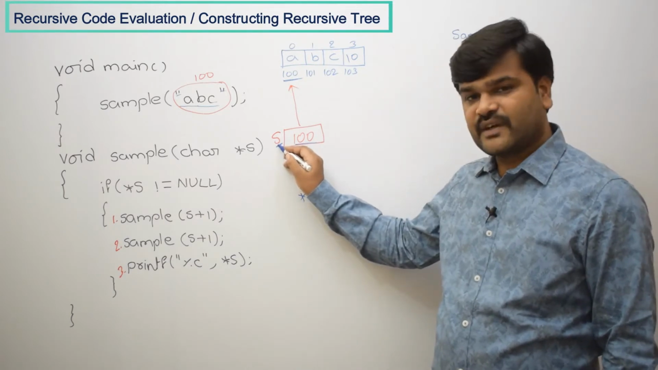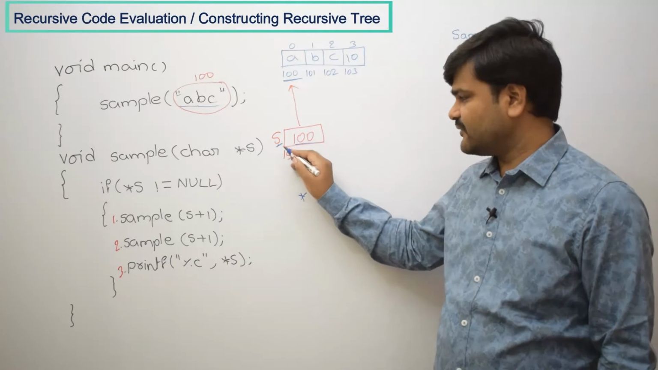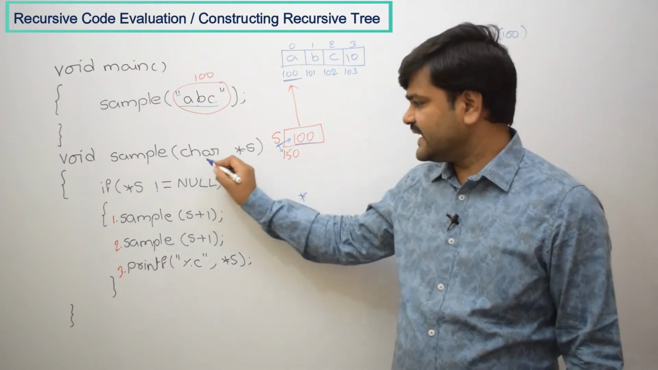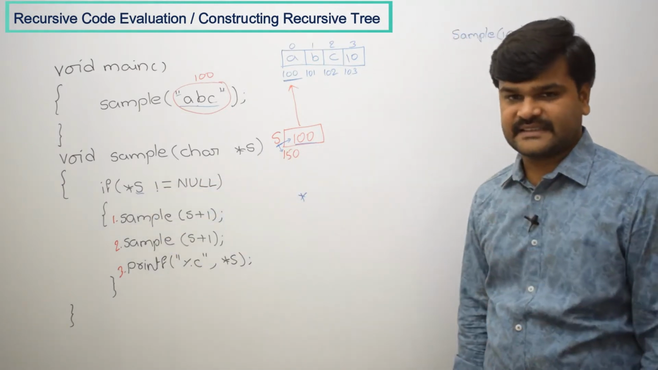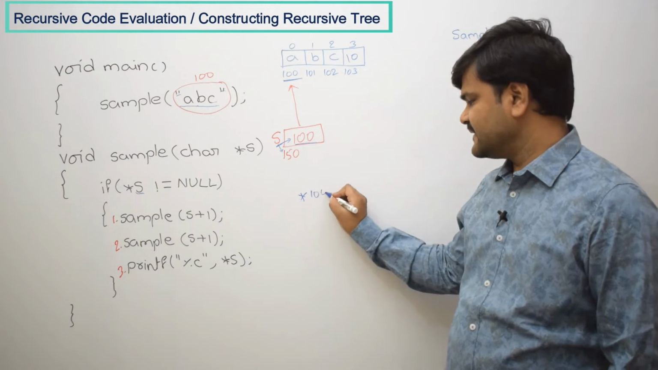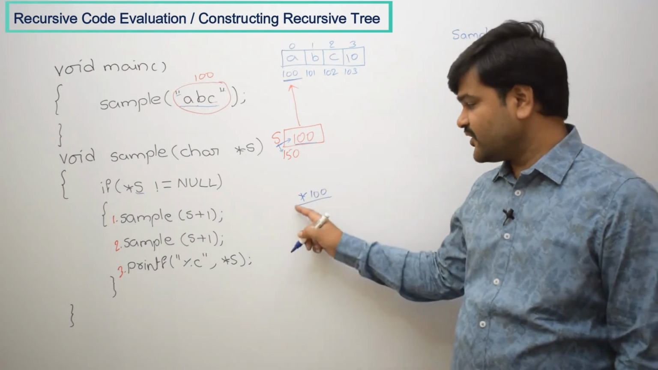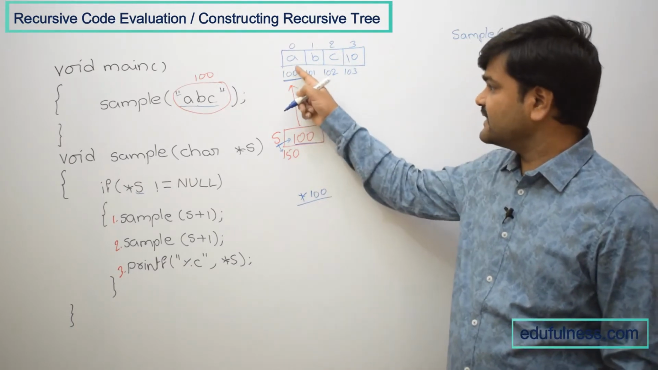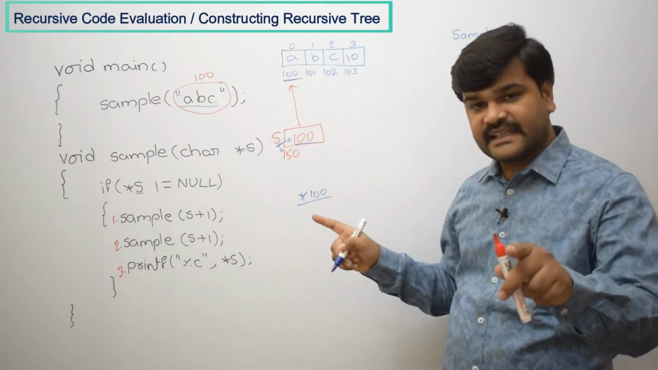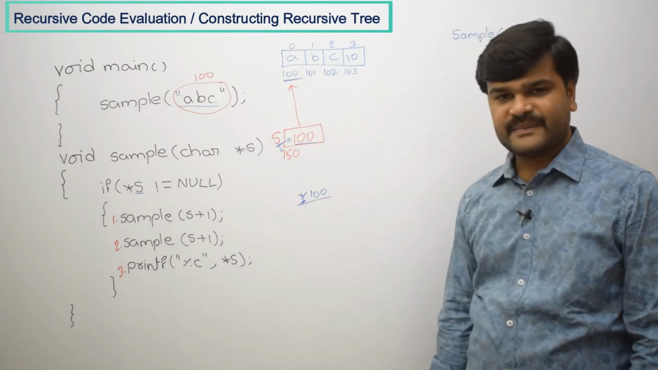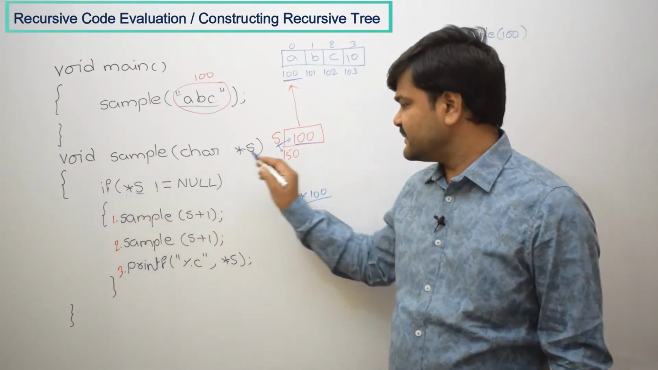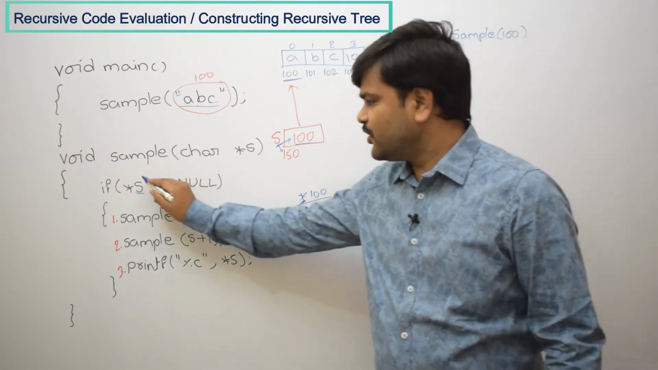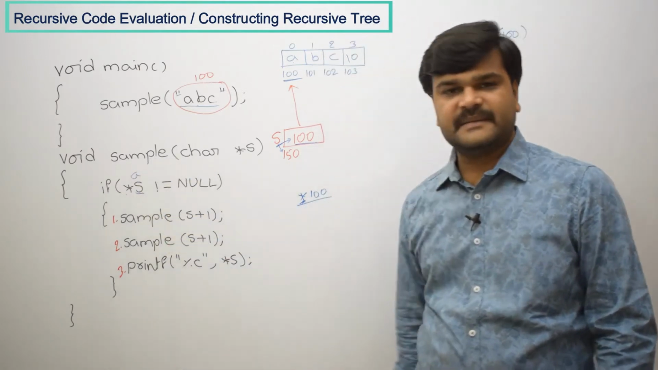Every variable is associated with two things actually: one is its address, another one is its content. So here S simply means we are asking for its content. What is its content? 100. So what does star 100 mean? Star means dereferencing it. That means in the 100th location, whatever content is there, that content you are asking for. So star S means star 100, which is A actually. So this whole thing is replaced with A.